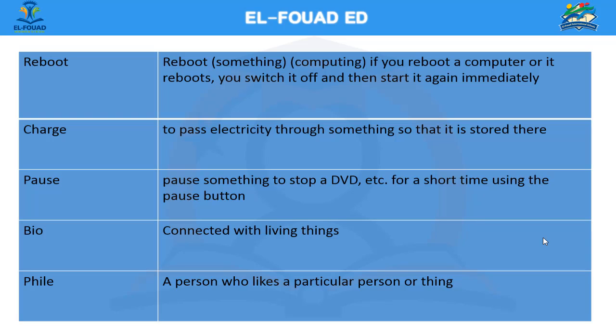Okay, after that I have the word bio. Bio, anything connected to the living things. For example, a biometric scanner is a device that identifies people by their fingerprints or their eyes. After that, I have the word suffix phile. A person who likes a particular person or thing. For example, I am such a bibliophile, I can't stop buying books.